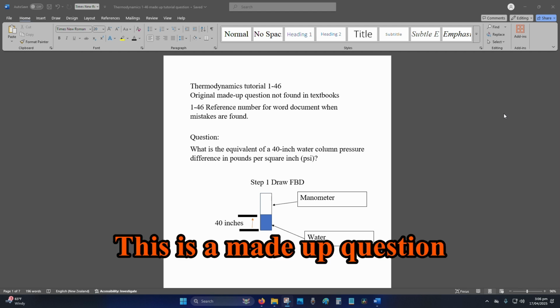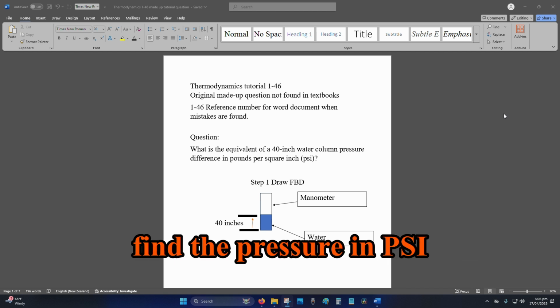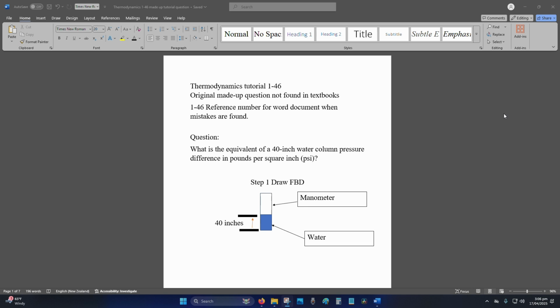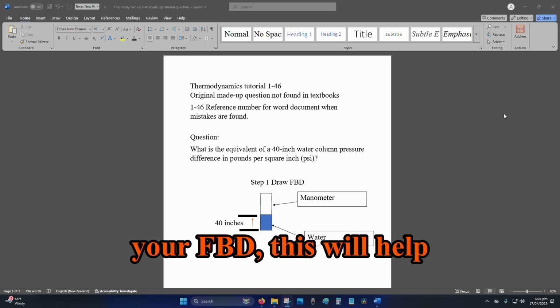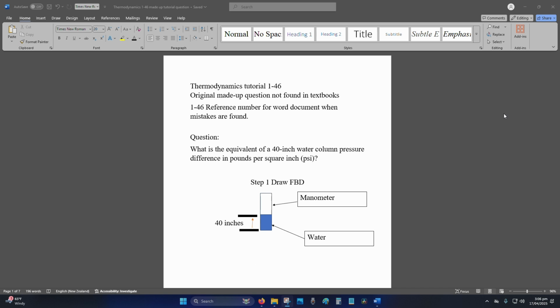This is a made-up question not found in your textbooks. So we have a water column. We want to find the pressure in PSI when the level is 40 inches. Step 1, draw your free body diagram, your FBD. This will help you figure out and visualize the problem.